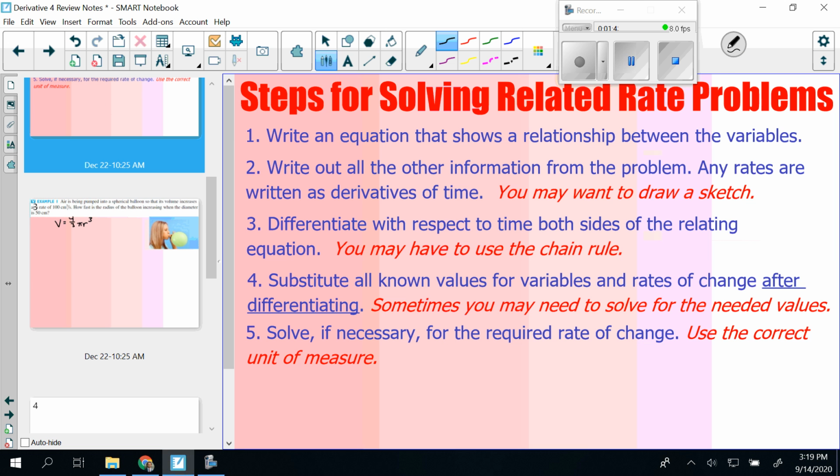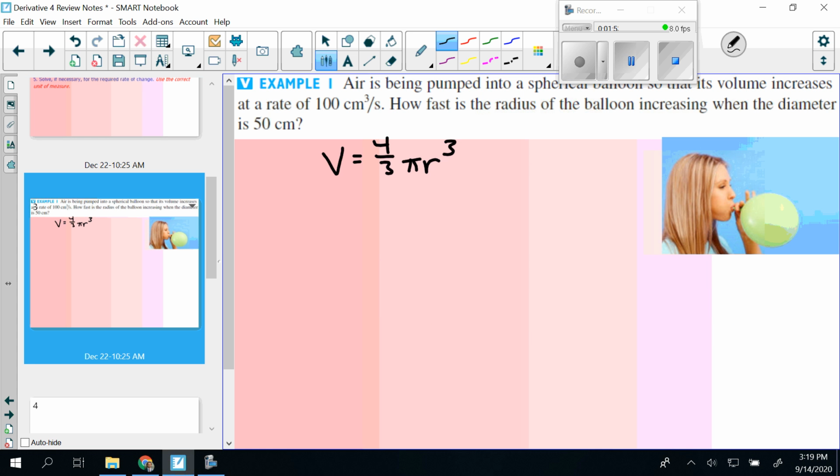Okay, next, write out all the other information from the problem. Any rates are written as derivatives with respect to time. You may want to draw a sketch if it would help you out too. I like to put this in a what we know category, and in some of the other steps we're going to figure out what we need to show in order to do this problem.